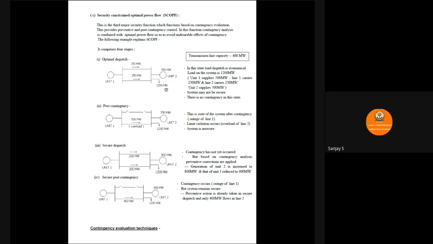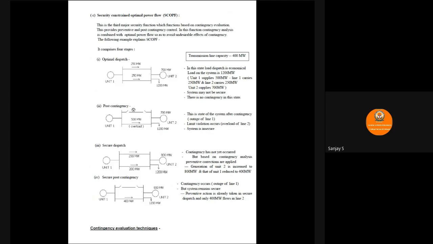megawatt right now. In this particular case, we call it as optimal dispatch, where 700 is supplied by unit 2, 500 is supplied by unit 1 via 2 lines. In first line we have 250, another line we have 250. Totally unit 1 is supplying 500, unit 2 is handling 700. So the characteristics are: system may not be secure, there is no contingency in this particular state, and load dispatch is economical. Yes, fine.